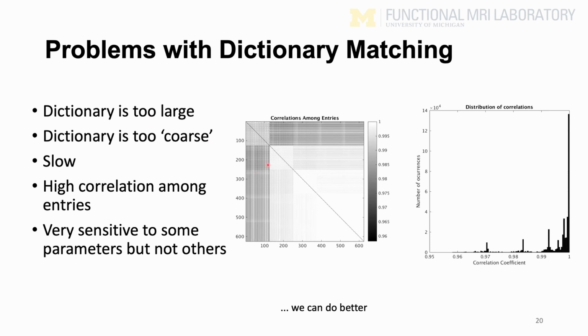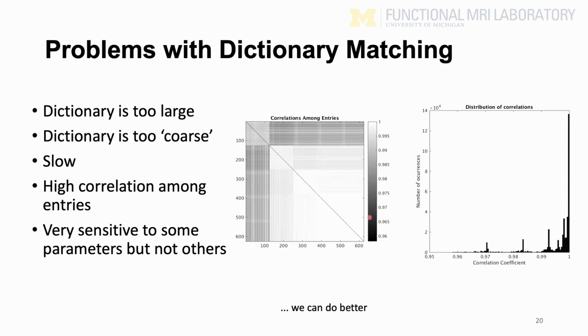And then it turns out that there's a lot of correlation among the entries when you're doing spin labeling. The spin labeling effect is very subtle, so the T1 dominates, and the signals for two different flows end up being fairly correlated with each other. So there's more sensitivity to some parameters than others. So maybe we can do better.